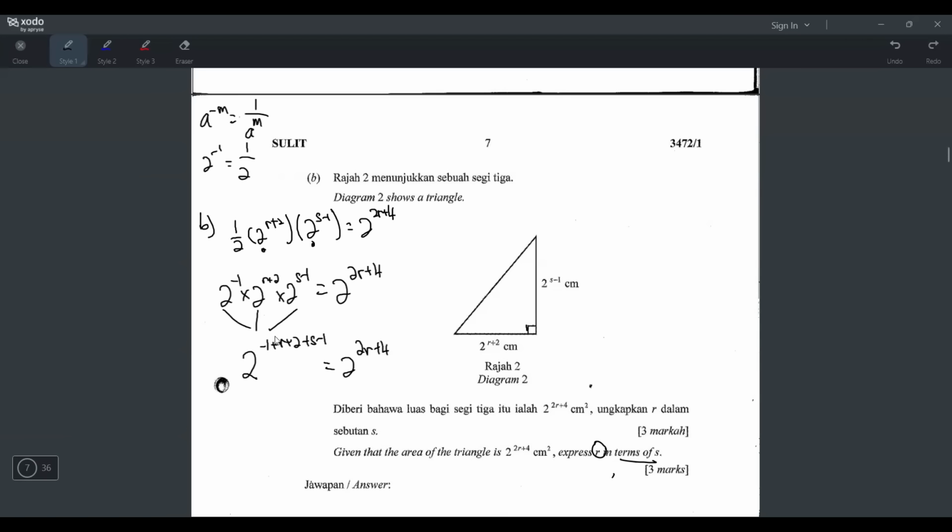Okay, after you reach here, you realize your left hand side and your right hand side are the same base. So what you can do now is to compare. The base here and the base here are already the same, so the power also will be the same.